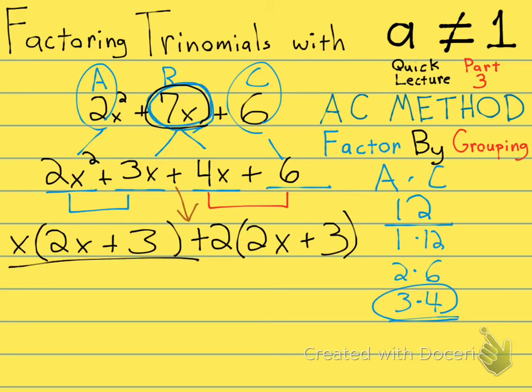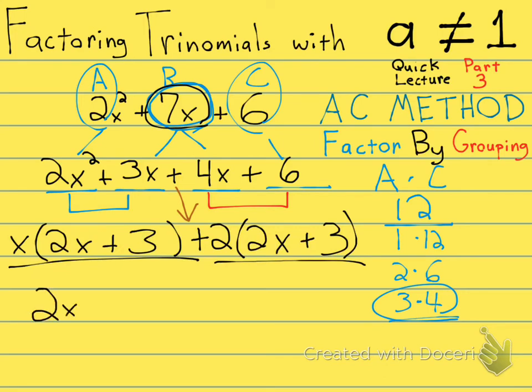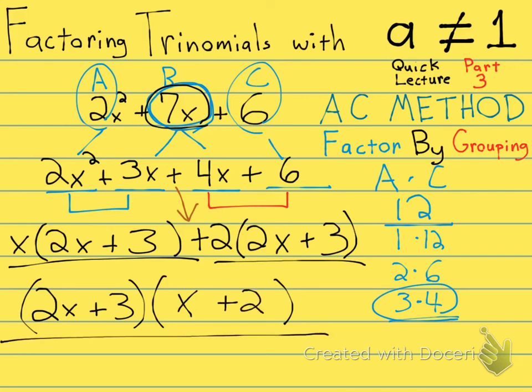See this 2x plus 3 and the 2x plus 3? I'm going to take that out. When I factor it out like a GCF and bring it to the front, I will be left with x plus 2. Okay, so let's see that. Here is my 2x plus 3, and I factored it out in the front. And what will I be left with here? x plus 2. That's my answer.